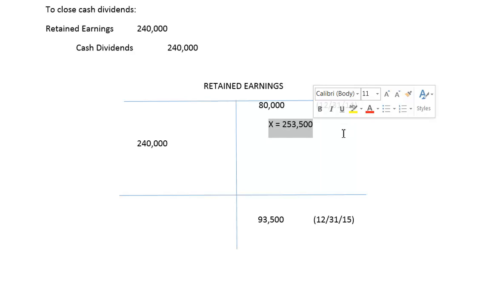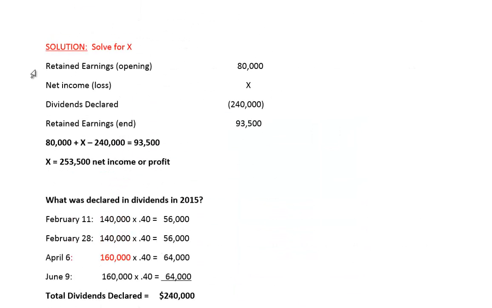You don't have to do it this way. You can use your statement of retained earnings that you learned in your prerequisite course, or you can use your math formula. Opening retained earnings plus income less cash dividends would give us $93,500 ending retained earnings. And you could solve one equation, one unknown, to see that you're going to have profit or net income of $253,500. So this concludes our video on finding net income when you have the comparative equity section of a balance sheet.